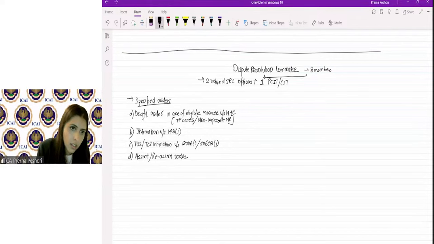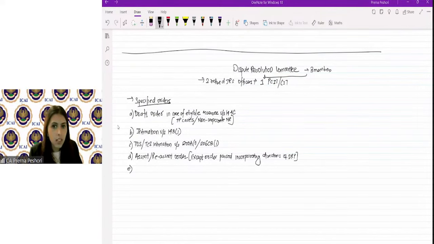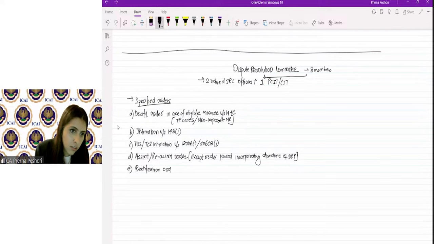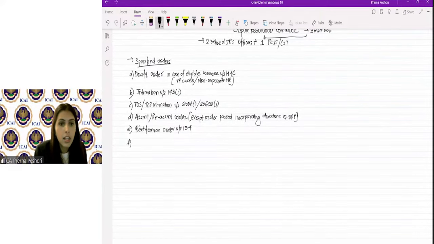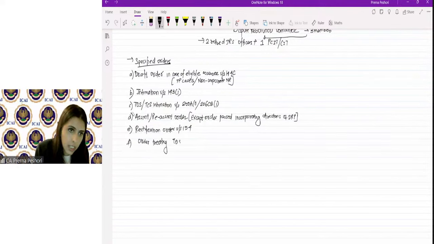Then the assessment or reassessment order, except the order passed incorporating directions of the dispute resolution panel. Rectification order under 154. And order treating the deductor or collector as assessee in default.